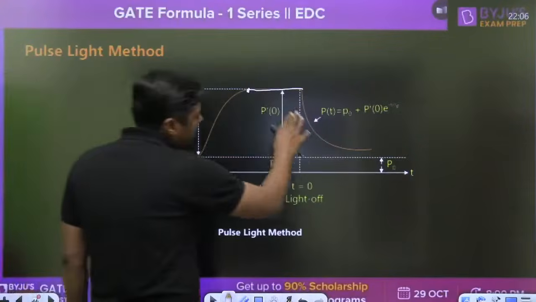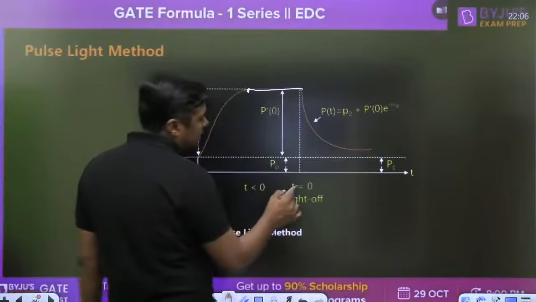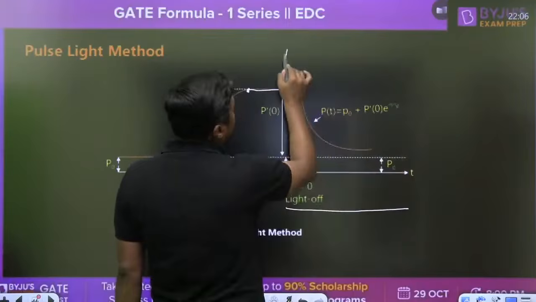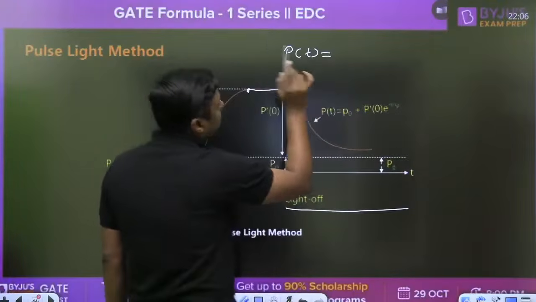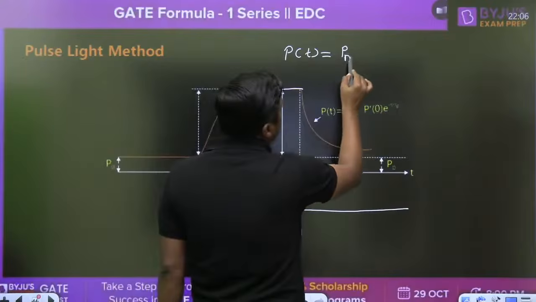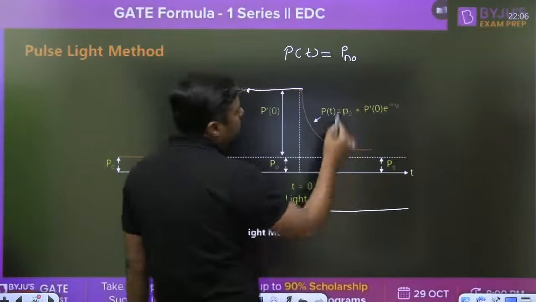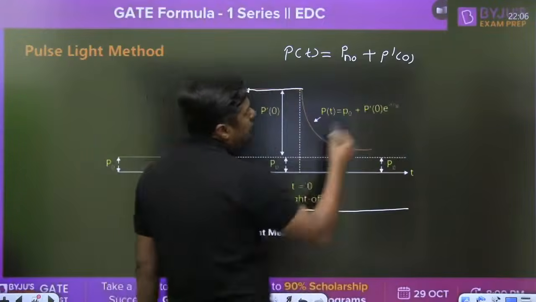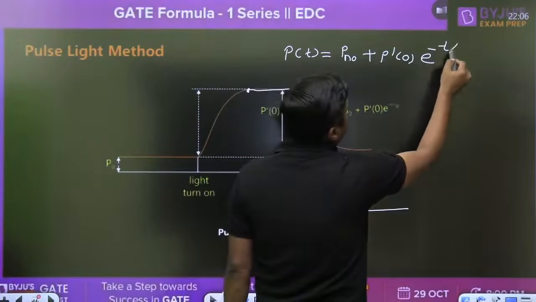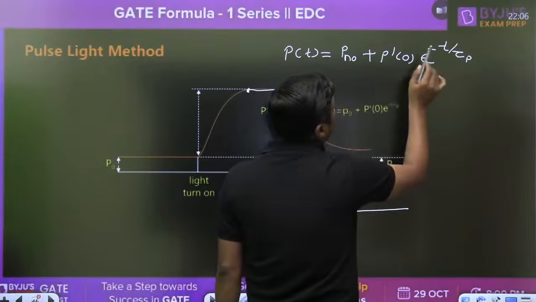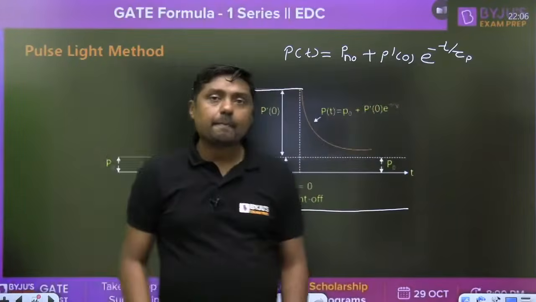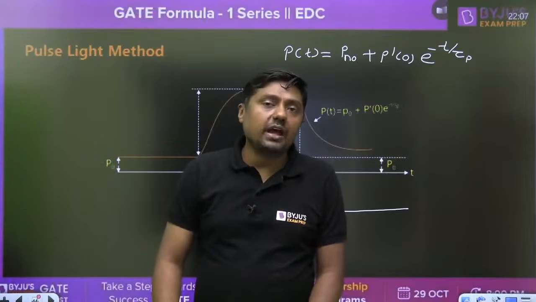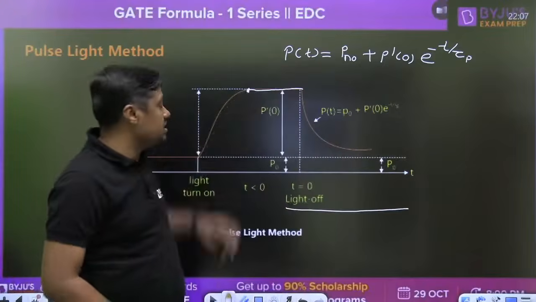In this exponentially decreasing function, what is the equation here? This is t equal to 0. At this point light is off. We are moving with time. With time, the concentration of holes is given by the thermally generated charge carrier concentration, since it is an n-type bar, plus the excess hole concentration exactly at t equal to 0, times e raised to power minus t by tau p, where tau p is called the mean lifetime, right? So with the help of the pulse light method we can find the mean lifetime. That is an important one, and remember this equation.